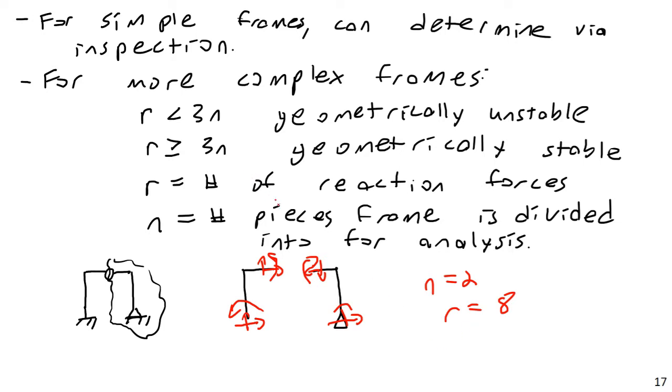So would this be geometrically unstable or stable? Well, R is indeed greater than or equal to 3n. 3 times n is 6. 8 is greater than 6. So this would actually be geometrically stable.